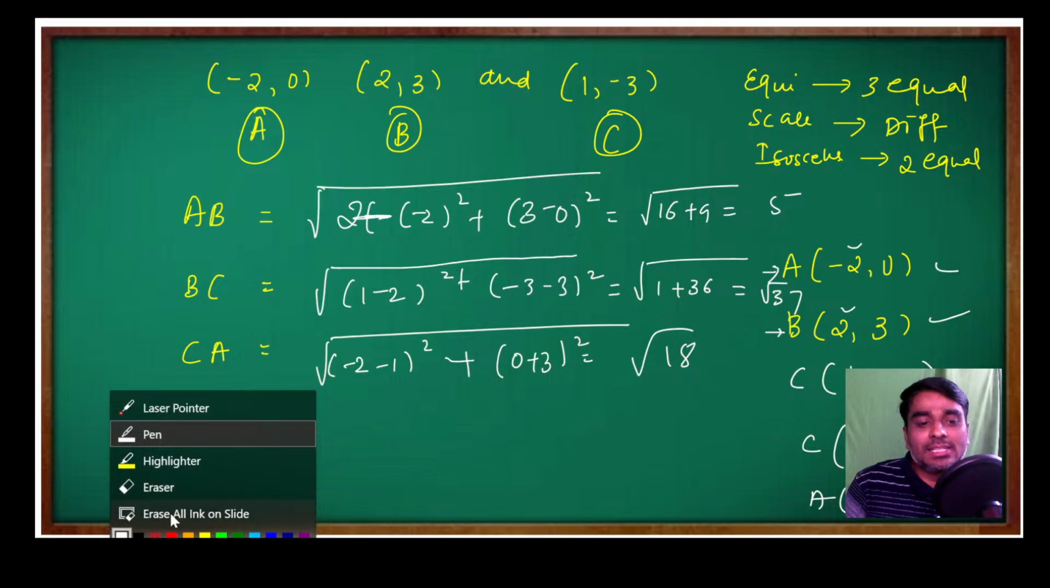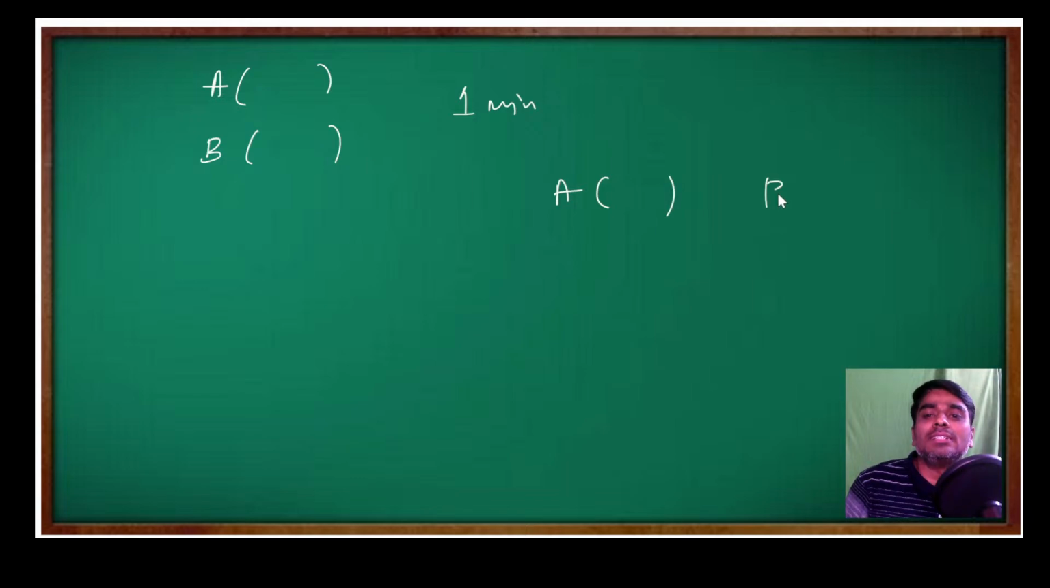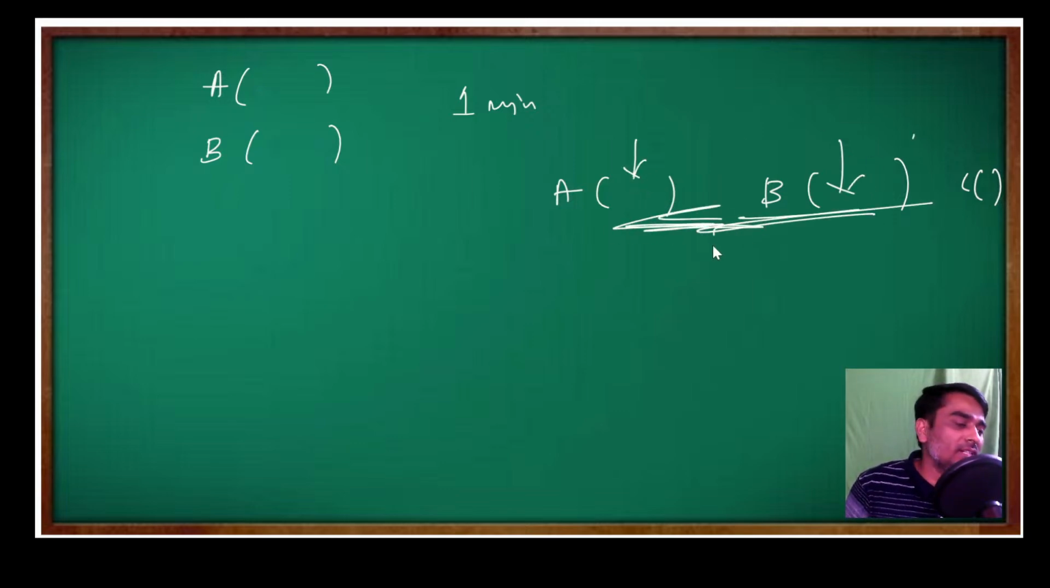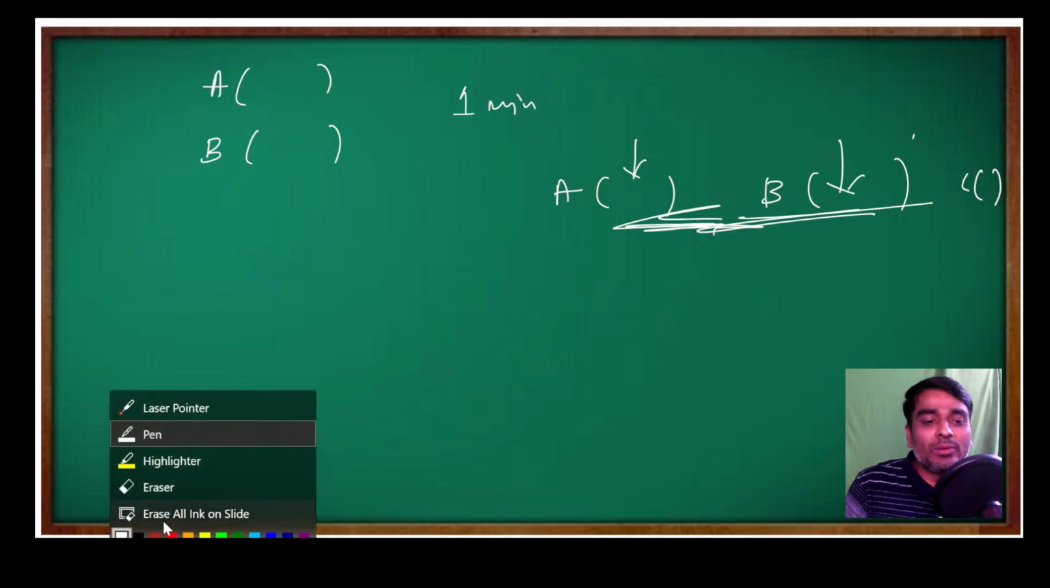So I don't know how you used to keep the coordinate points, but I recommend keeping one below the other like this. Within 1 minute you can solve this question. If you write one beside the other, there is a chance that you will take wrong numbers and select wrong coordinates. So keep one below the other.